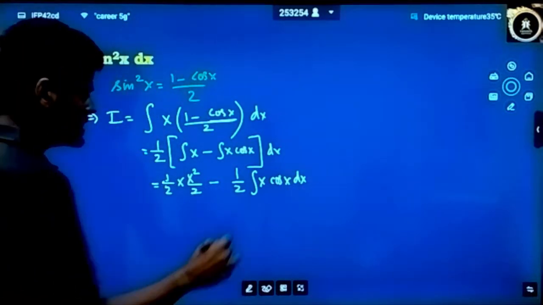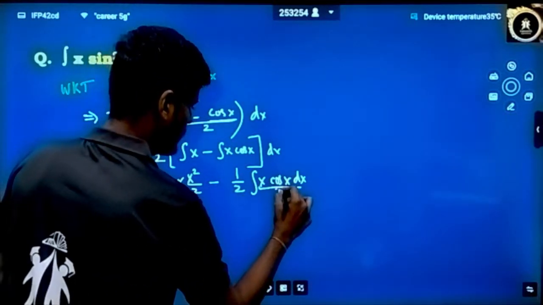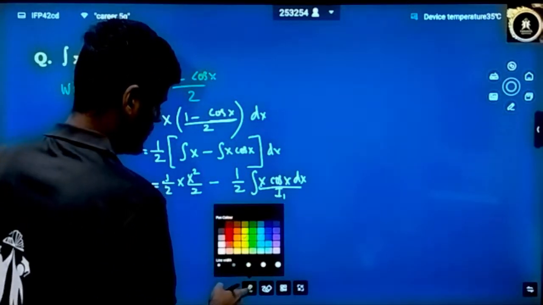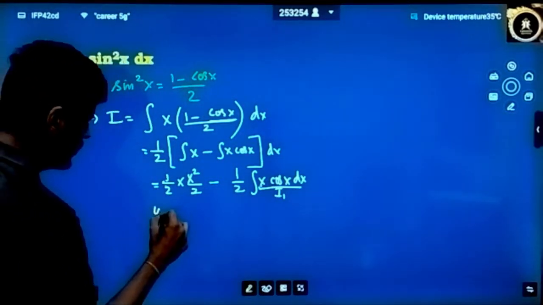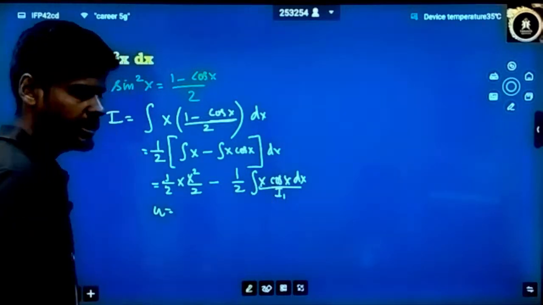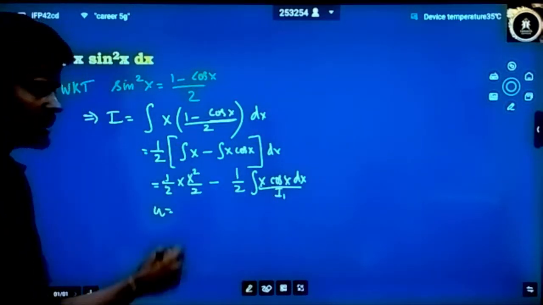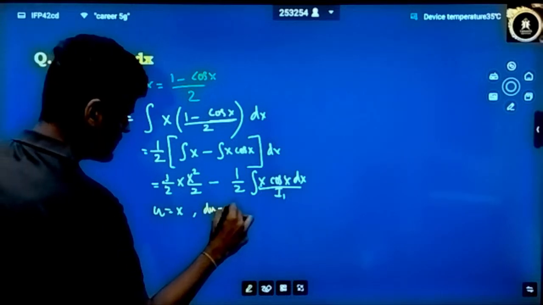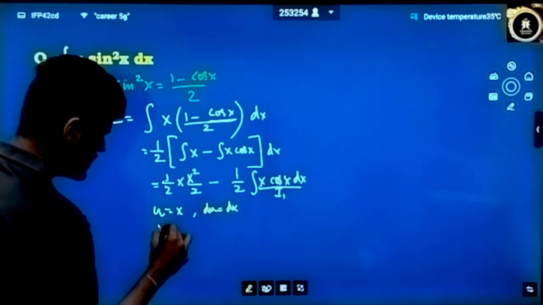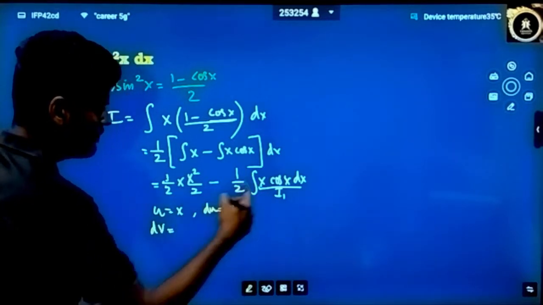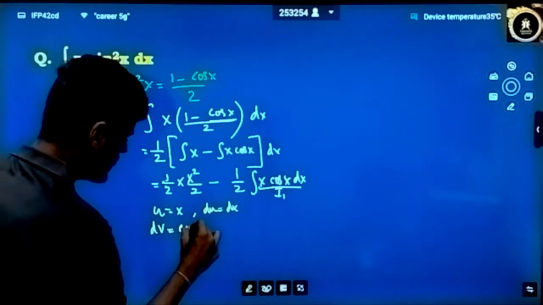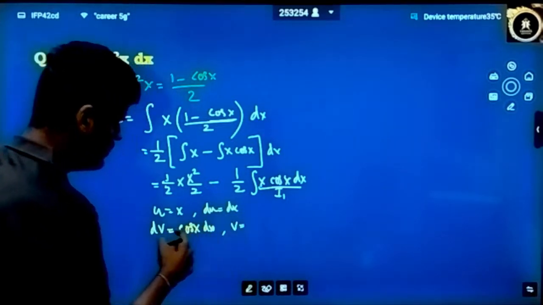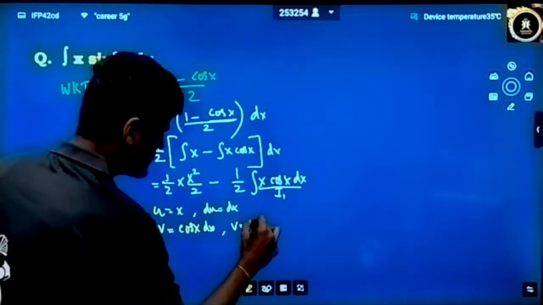Now let's take this value as I1. Now what are u and v? Again this is algebra and trigonometry, so we will take the algebraic function as u equal to x, du will be dx, and the dv function is cos x dx, which means v is equal to the integral of cos x, that is sin x.